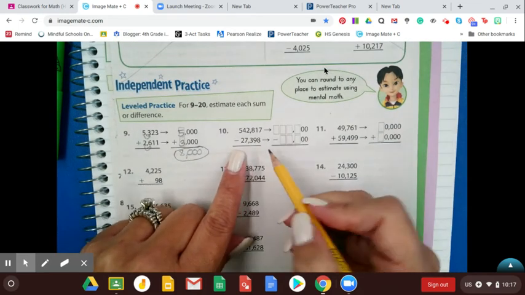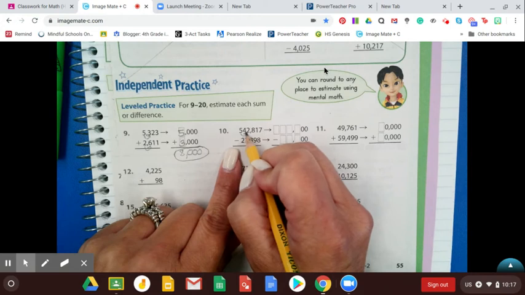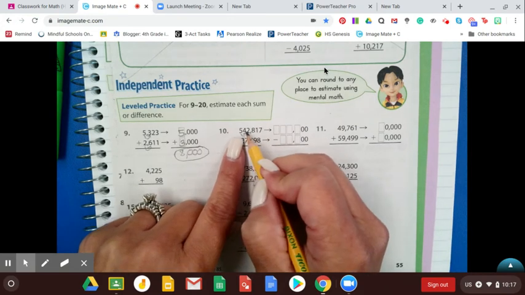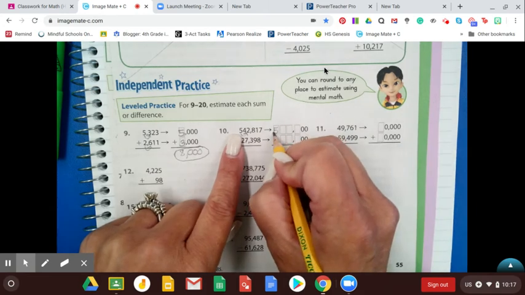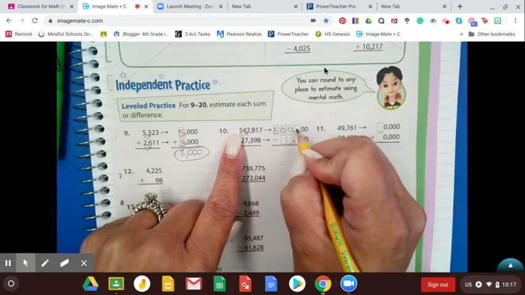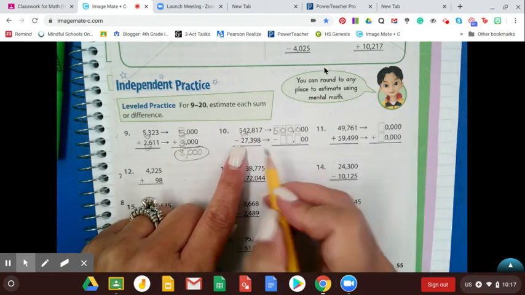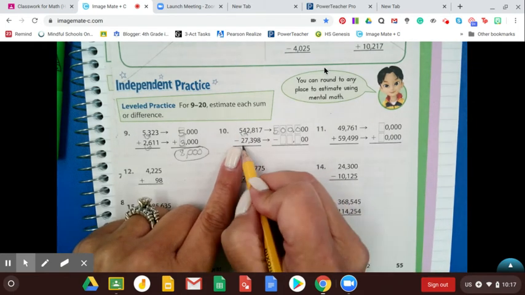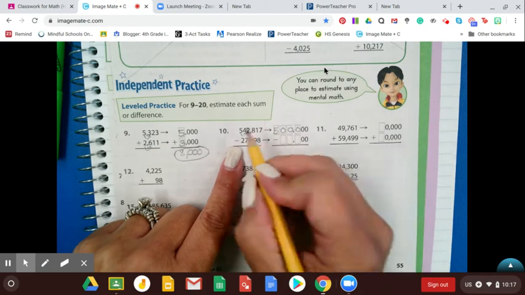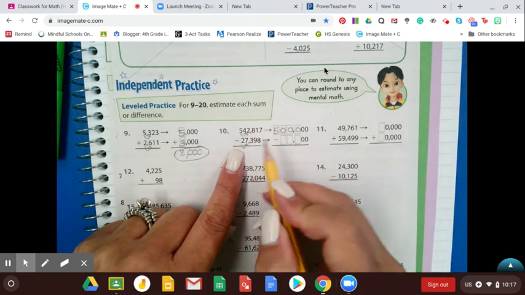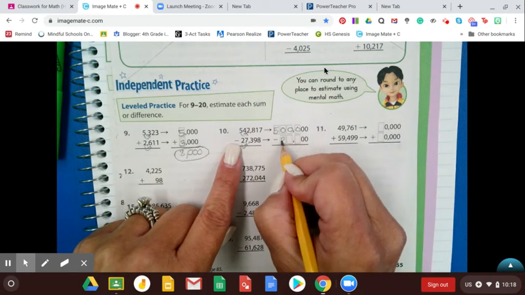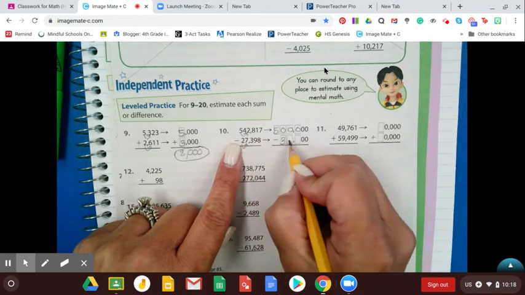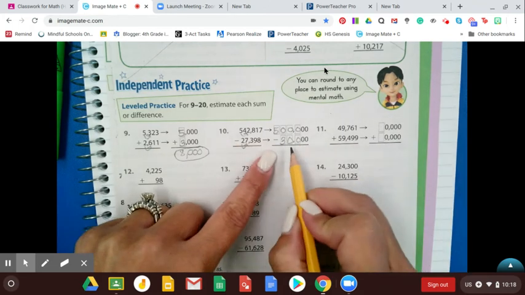For number 10, same thing. We're looking to the right. It's a 4. 4 or less, let it rest. So my 5 stays the same, and everything else after it becomes a 0. For my next number, I have 27,398. I'm looking to the right. It's a 7. So that means that my 2 is going to get 1 added to it, making it a 3. Everything after becomes a 0. Now it's time to do the math.